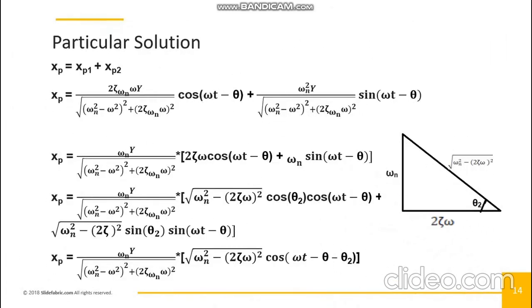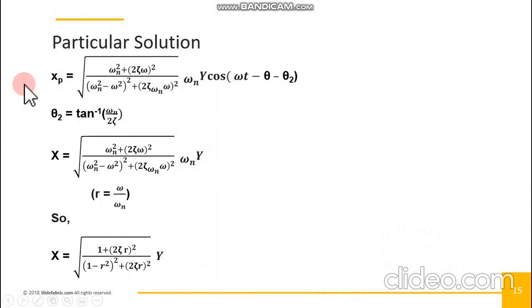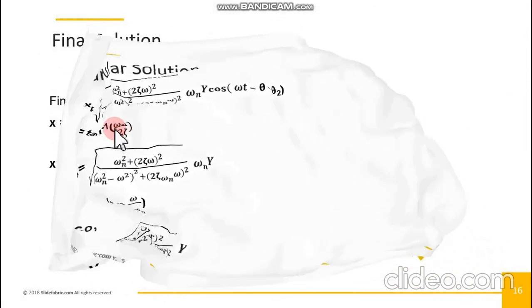Now the particular solution is the sum of the first particular solution and the second particular solution. I have just plugged in the values of the first and second particular solutions as you can see here, and you can see that I have written these two equations as a single equation by utilizing this triangular relationship and introducing one new angle, theta 2. So our final particular solution will be of the form you can see here, and the second angle will be tan inverse of omega n divided by 2 times the damping ratio.